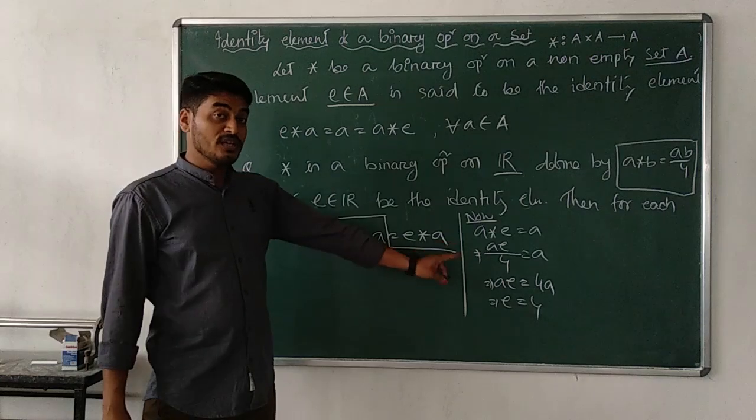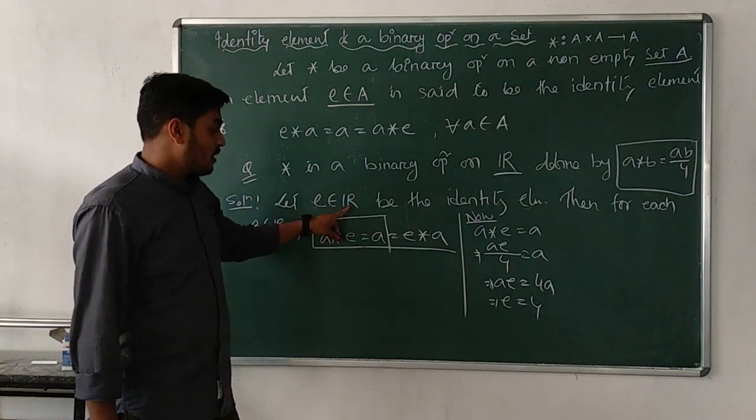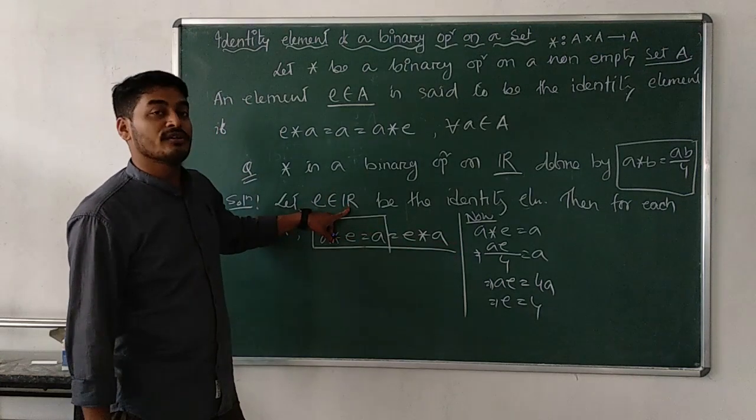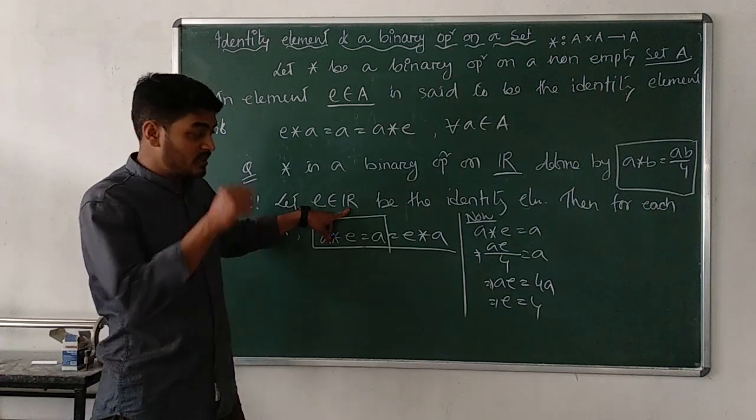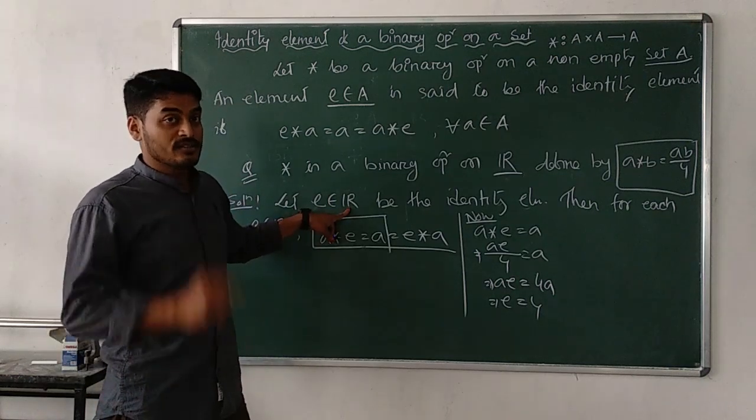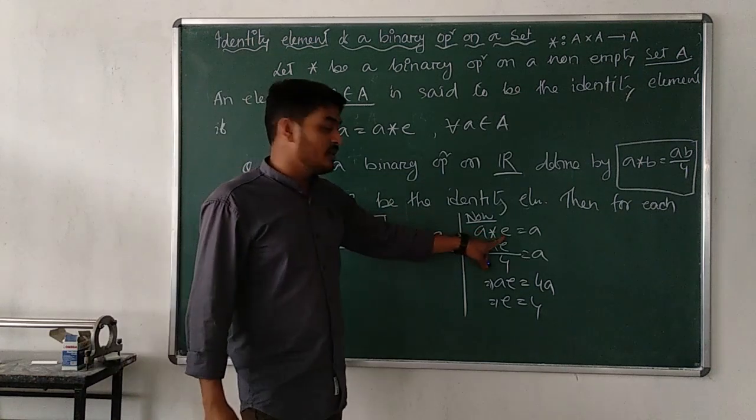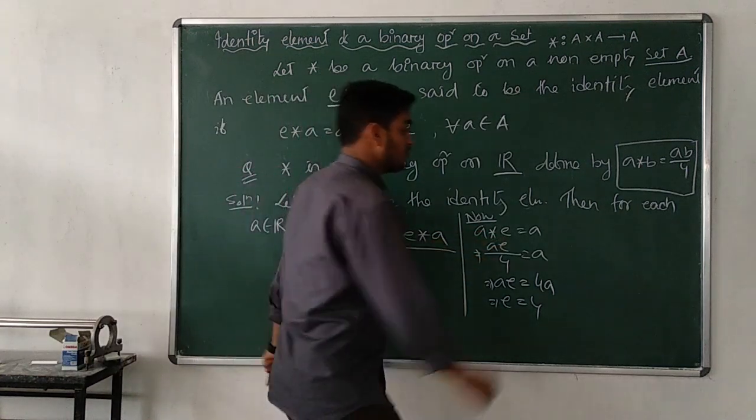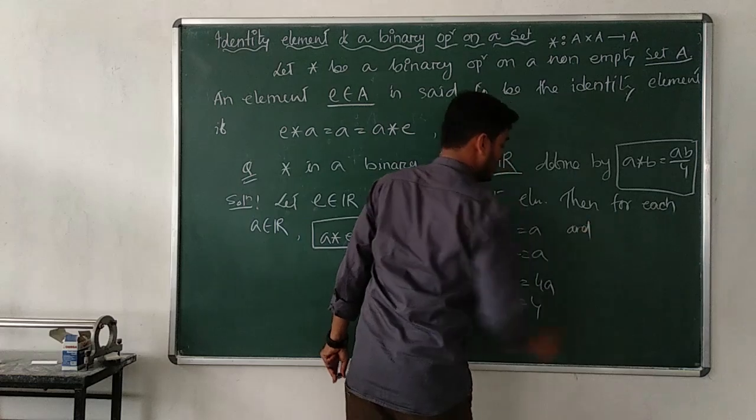What is the value of E you have got? E is equal to 4. Now my question is that 4 is an element of the real number or not? Yes, 4 is an element of the real number. That's why E is equal to 4 is the identity. Wait, have you checked the right hand identity or left hand identity? Right hand identity. You have to check the left hand identity also.